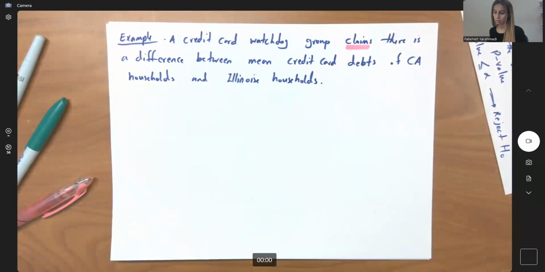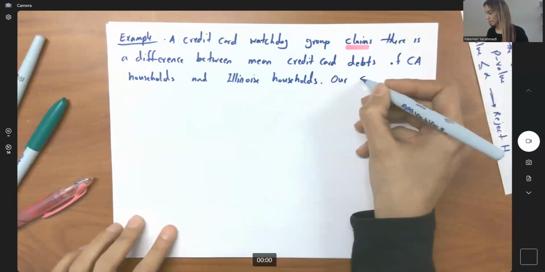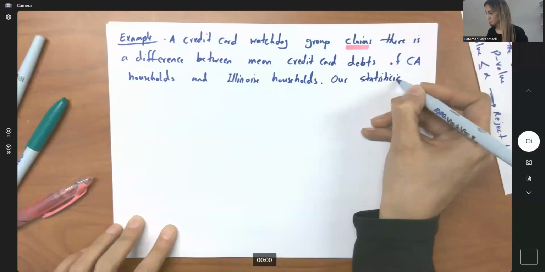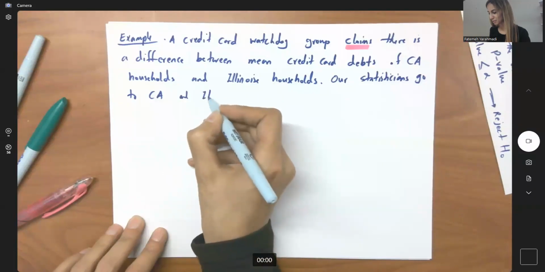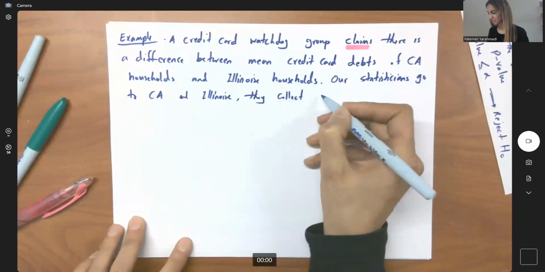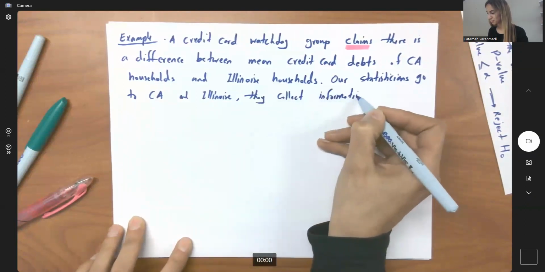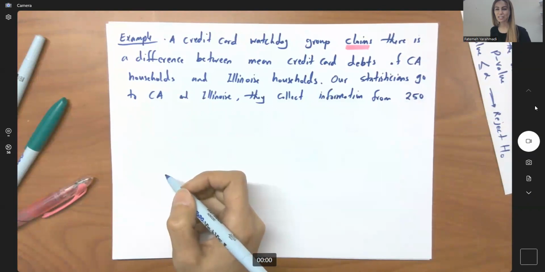We say, well, we need to do a little bit of calculation to understand what's going on. We're going to send one group to California and another statistician group to Illinois to collect information. So our statisticians go to California and Illinois, these two states. They collect information from 250 households in each state.